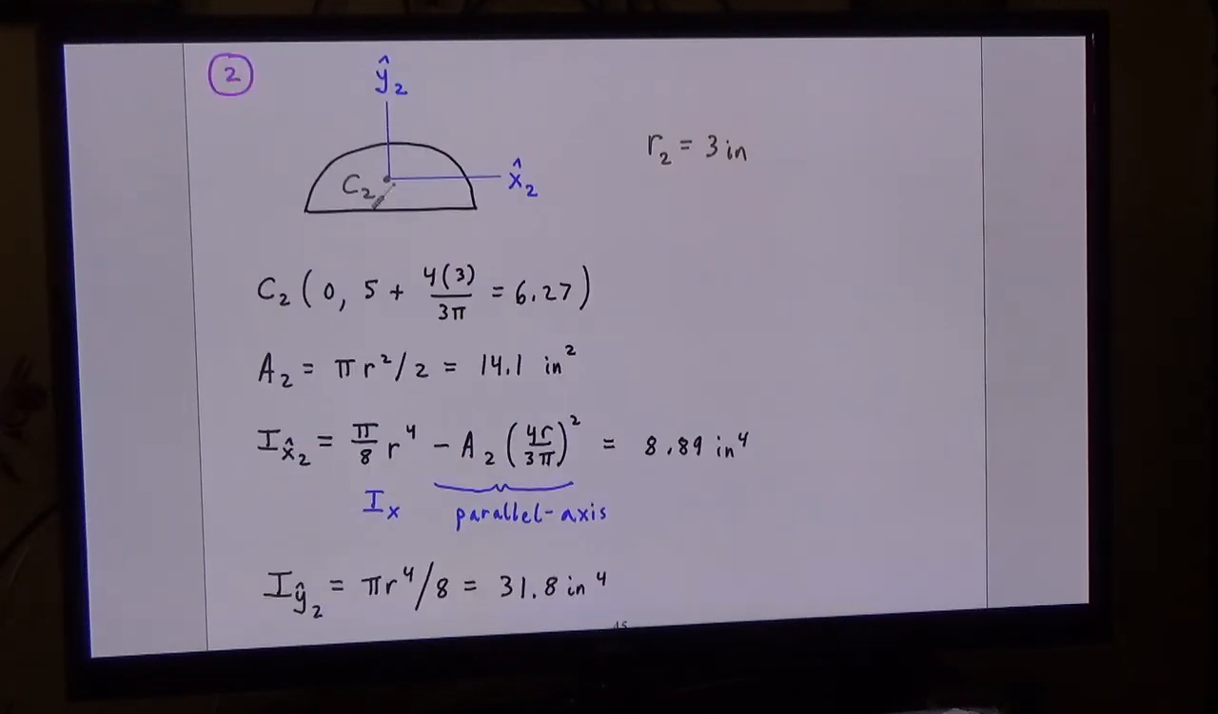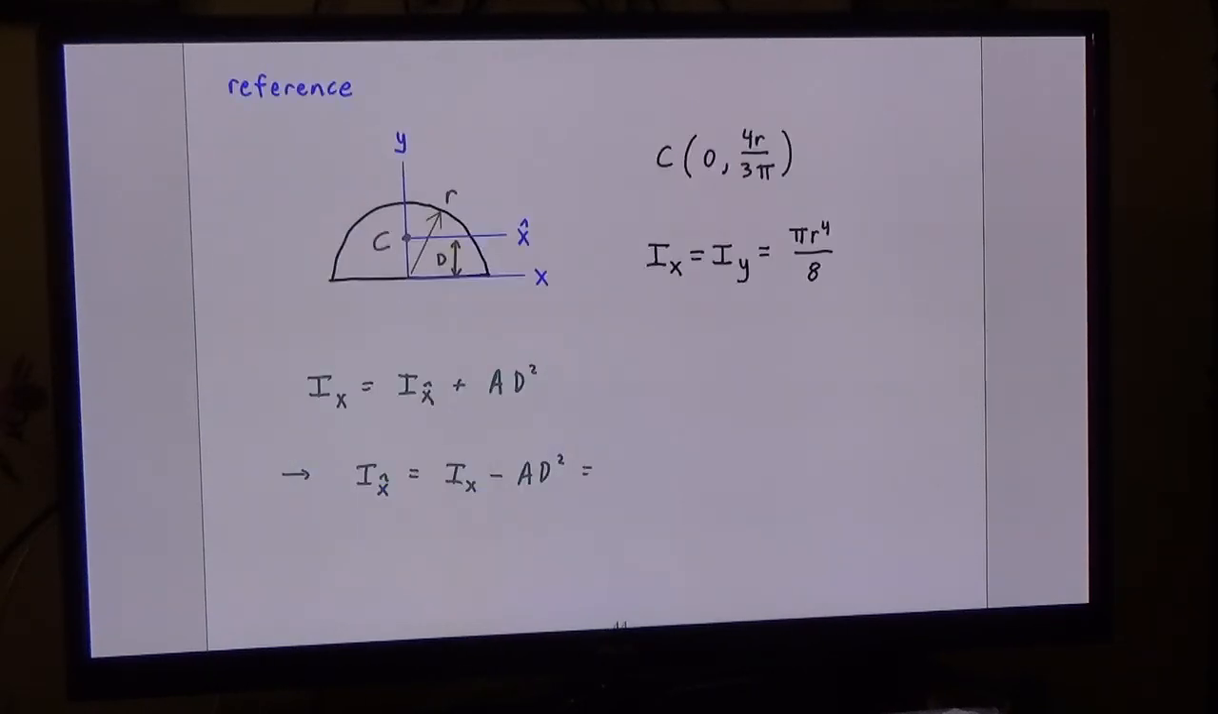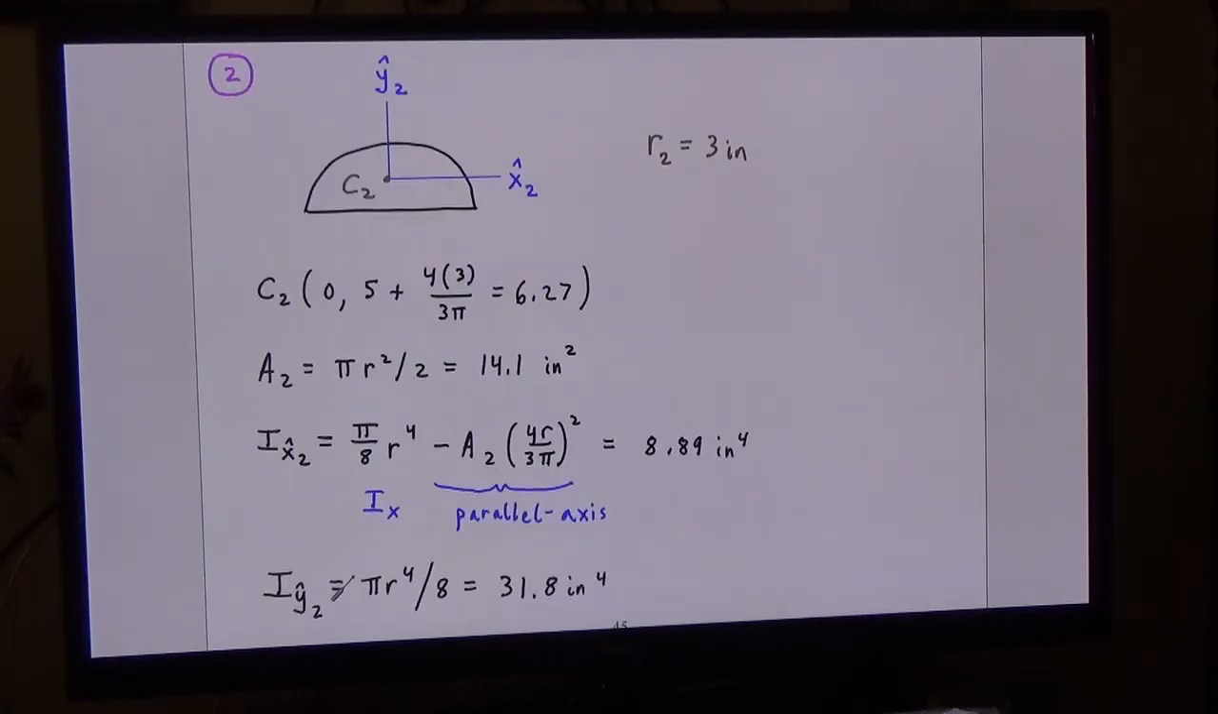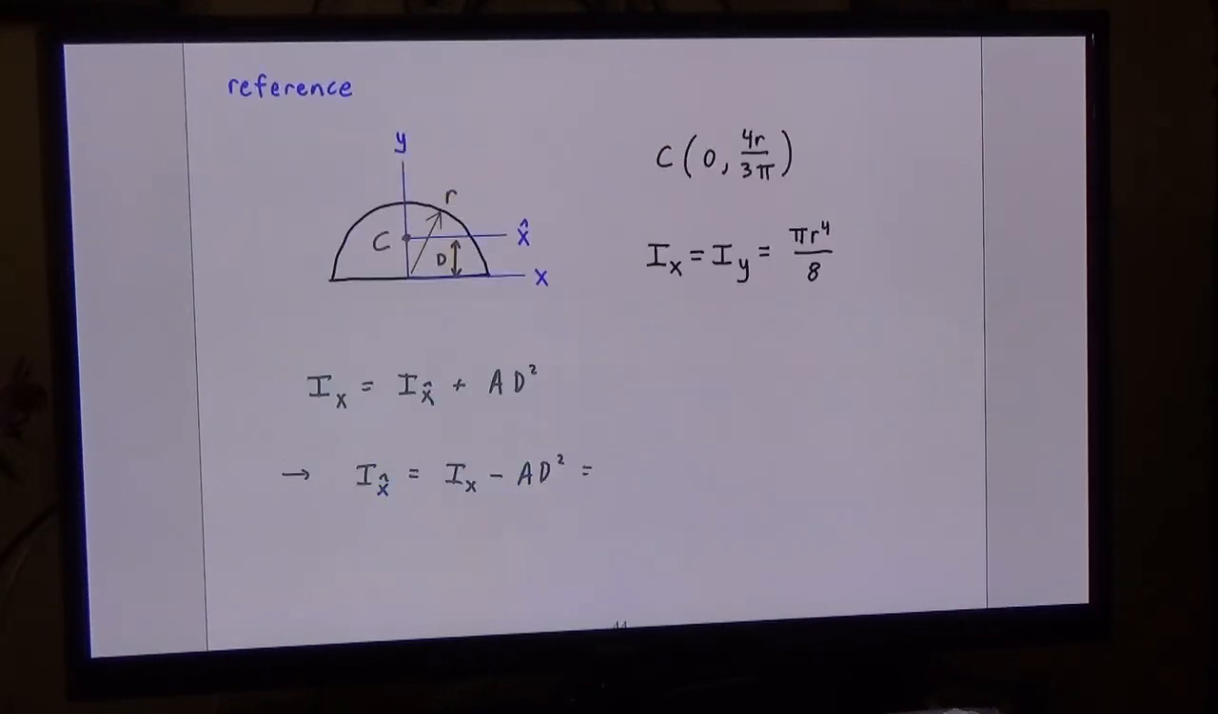Notice though that for I about y hat, it's the same as I about y, because for the semicircle, since the centroid x location is 0, y and y hat are the same. So I don't have to use any parallel axis theorem here. I just use pi r to the 4th over 8 like it gives me.